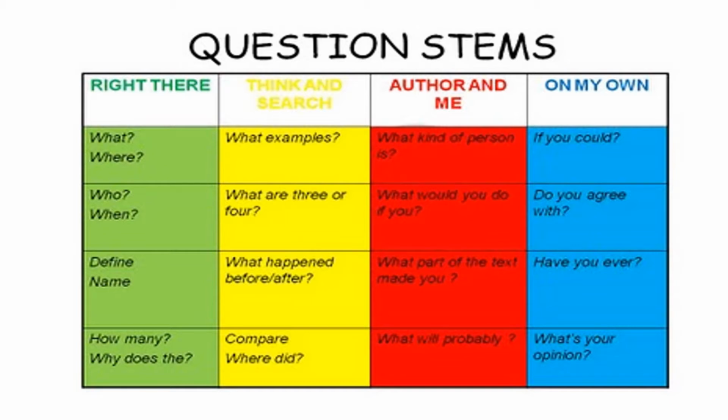The red, the author and me. For example, it might be looking at the author's technique. Okay, and finally the blue, on my own. These were more about your own opinion in relation to the text. Okay.